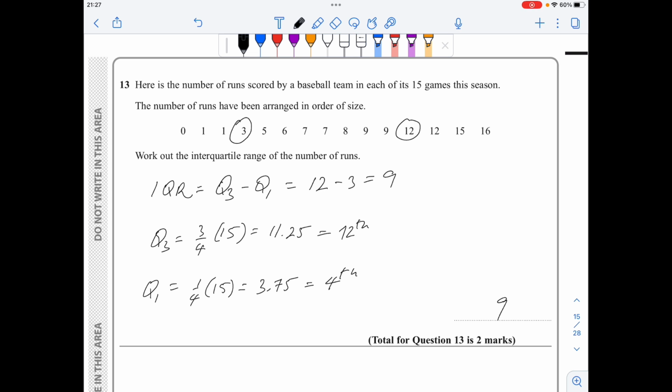Now, because there are only 15 observations, it's easy to spot that the middle one is this 7, and this splits my data set into two subsets. Each subset has 7 observations, and then it's easy to spot that the fourth one in each subset is the middle one, hence the Q1 and Q3, and proceed as before.